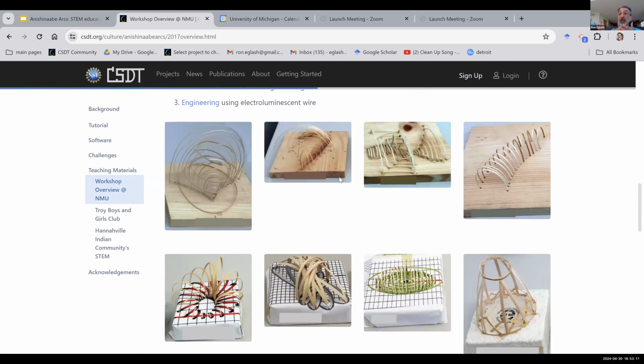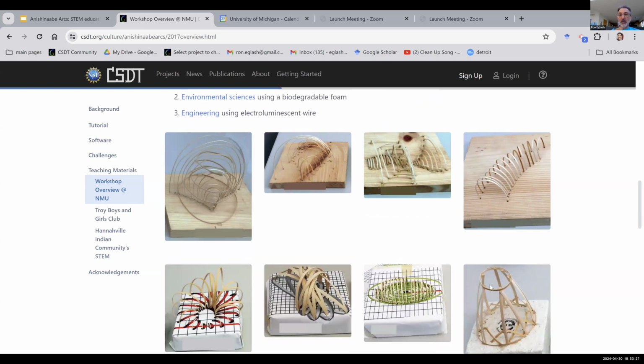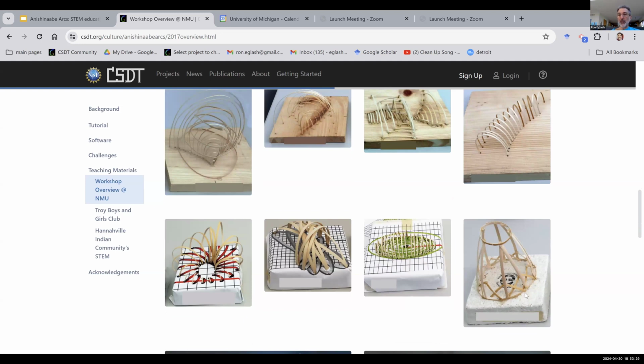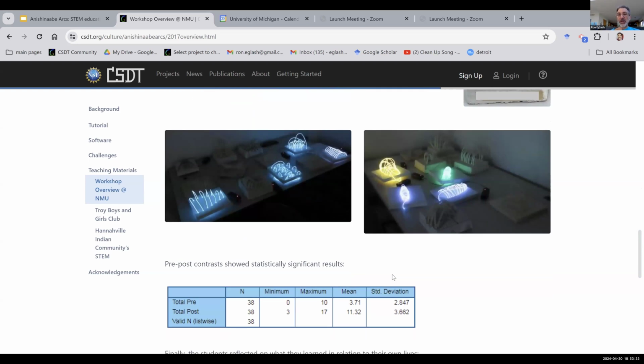We asked them what they wanted to do for their career. And so we said, if you are in the design sciences group, you want to be an architect or a furniture maker or something, you'll be doing this in wood. If you want to go into the environmental group, you'll be using these mushroom-based foam bases. And if you're in the engineering group, if you want computing or electronics for a career, we've got electroluminescent wire. And so they actually created their little 3D models out of this light up wire, which was really fun.